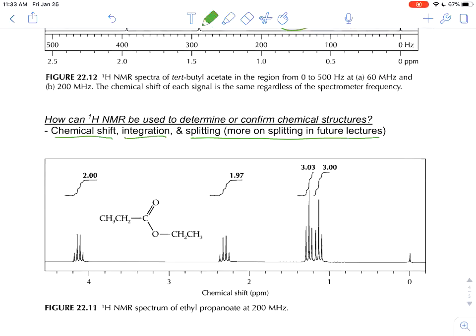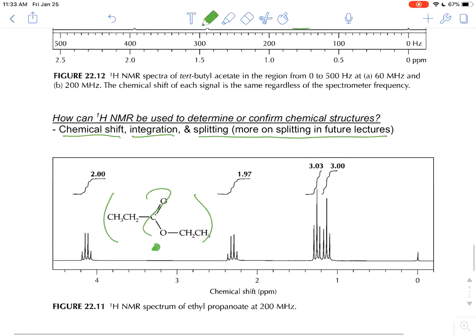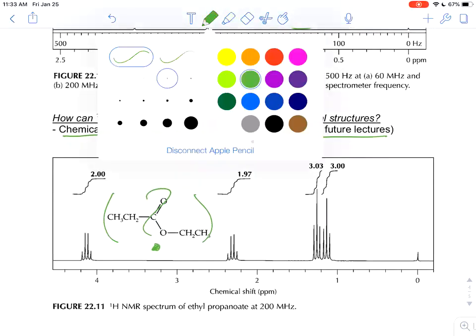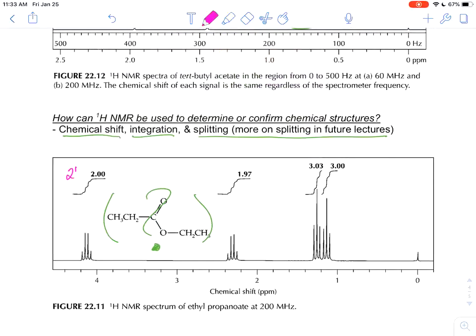So let's pretend we don't know this structure and see how much information we can get just from these signals, and I'm going to teach you a little more about splitting. I like looking at the integration first because that's pretty relatable. The 2 in this case could stand for 2 hydrogens, and each of these is 3. The integration is not always perfect, so sometimes you get 1.97 or 1.9, but it's good enough to round up to 2, and typically you're given more information, like you already know what the structure should be, or you have the chemical formula from another type of experiment.